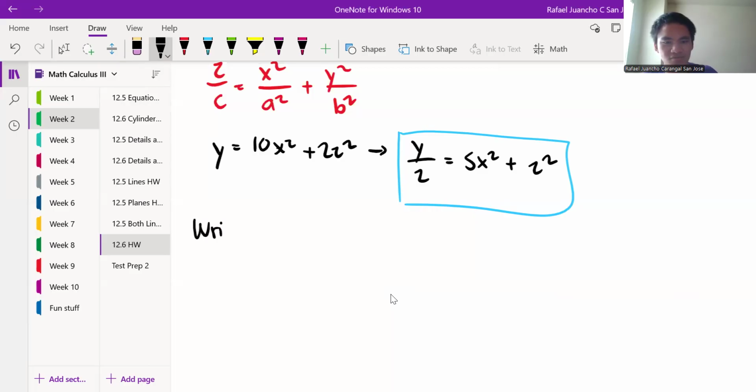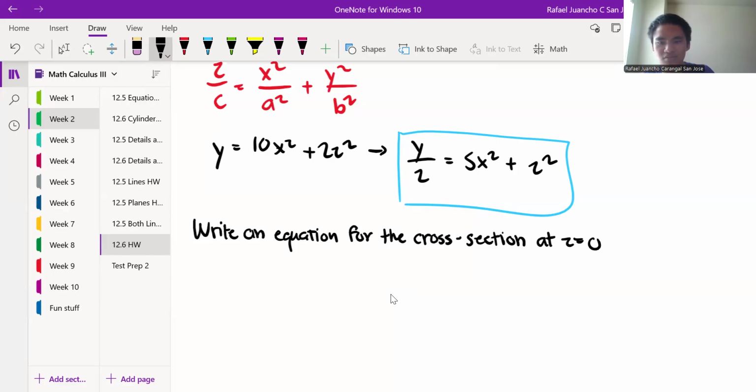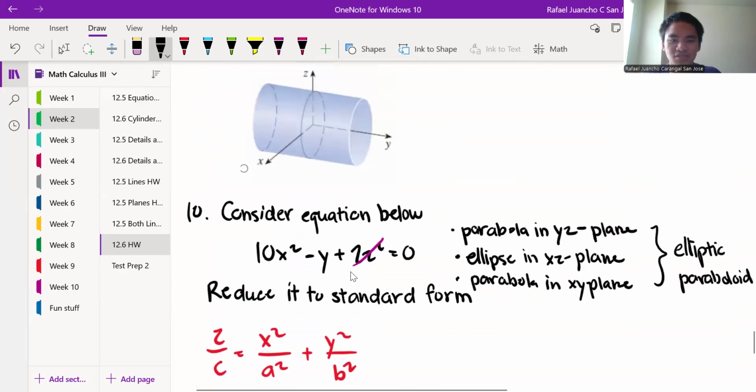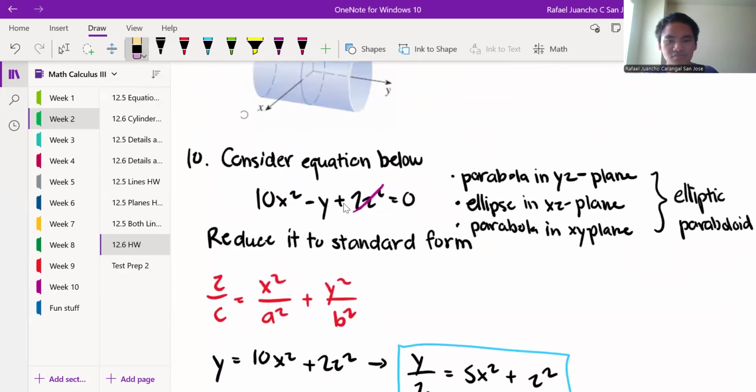That one's really weird. Here we're being asked to write an equation for the cross section at z equals 0 using x and y. So here we just make z equals 0 in this thing here. And so that would be 10x squared minus y equals 0. That's it. It would be y equals 10x squared.